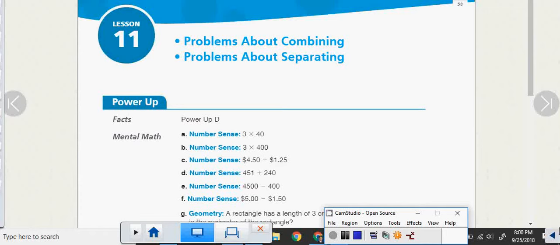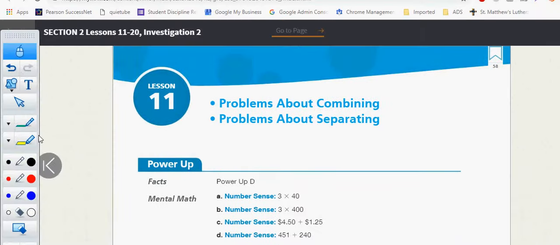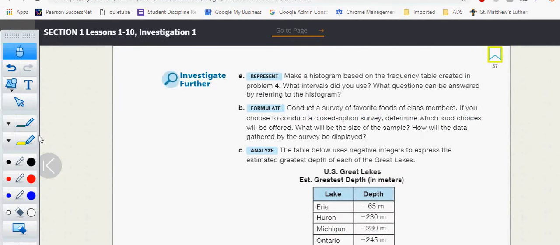Course 1, Lesson 11 will be word problems about adding up and subtracting and separating as well. But before we get to that, you did some great work on Investigation 1, different things with frequency tables, histograms, bar graphs, and you gathered a survey with information about favorite foods from class members.